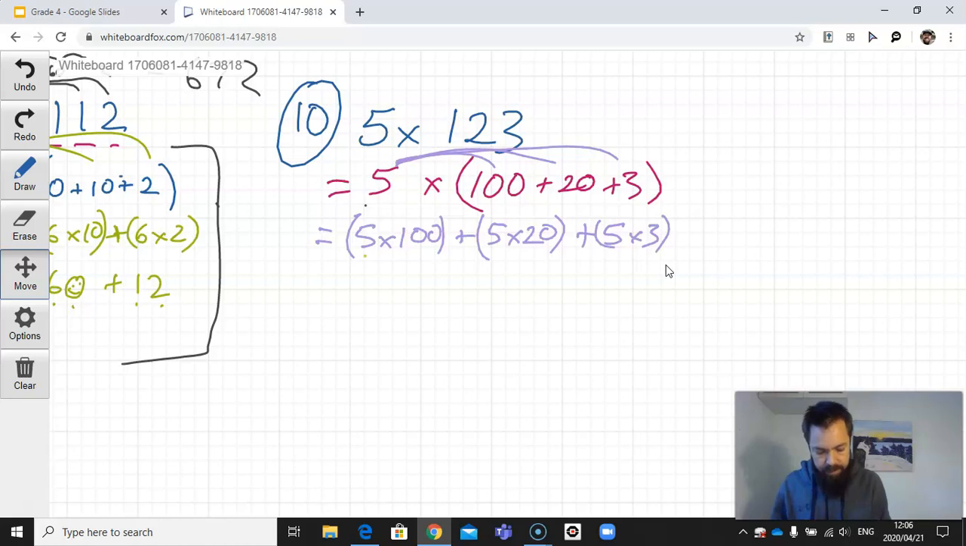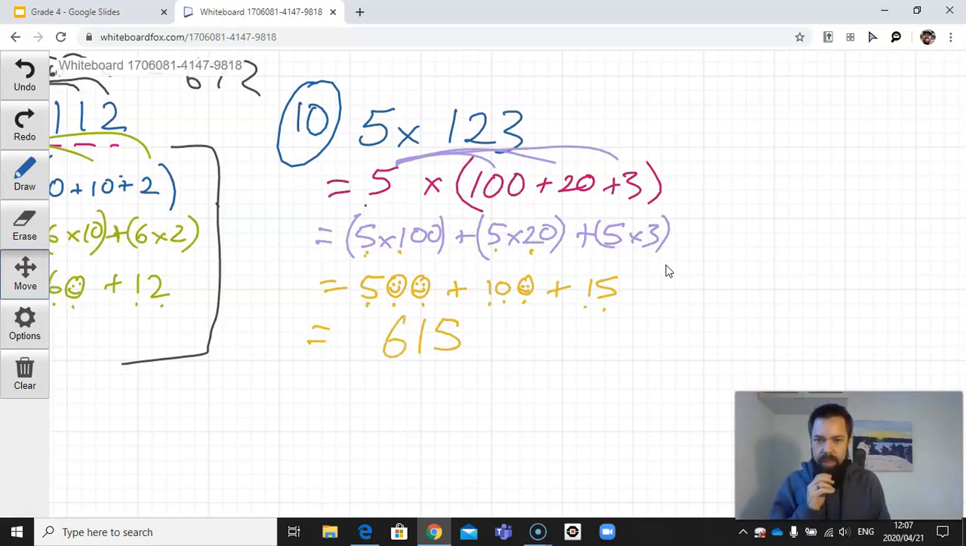5 times 100, well, 5 times 1 is 5 with my 2 smiling zeros. 5 times 2 is 10 with my 1 smiling zero. 5 times 3 is 15. Units, 0, 0, 5. Tens, 0, 0, 1. Hundreds, 6. 5 plus 1 is 6. There we go. We've managed to break it down, solve it, and put it back together.